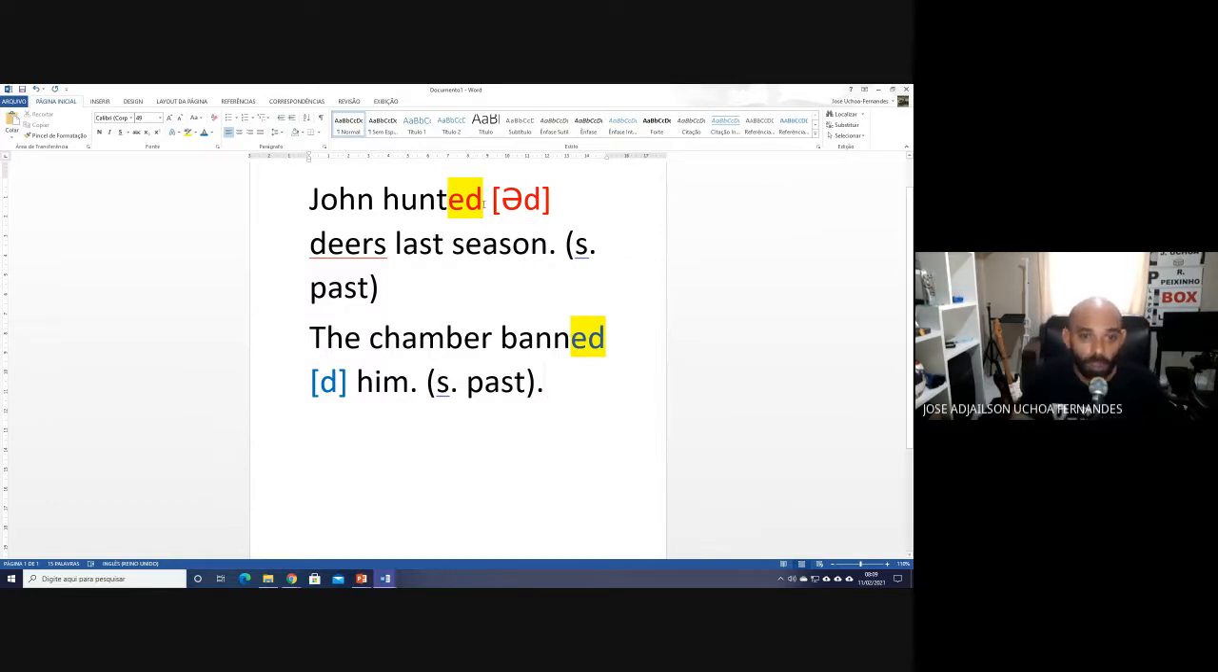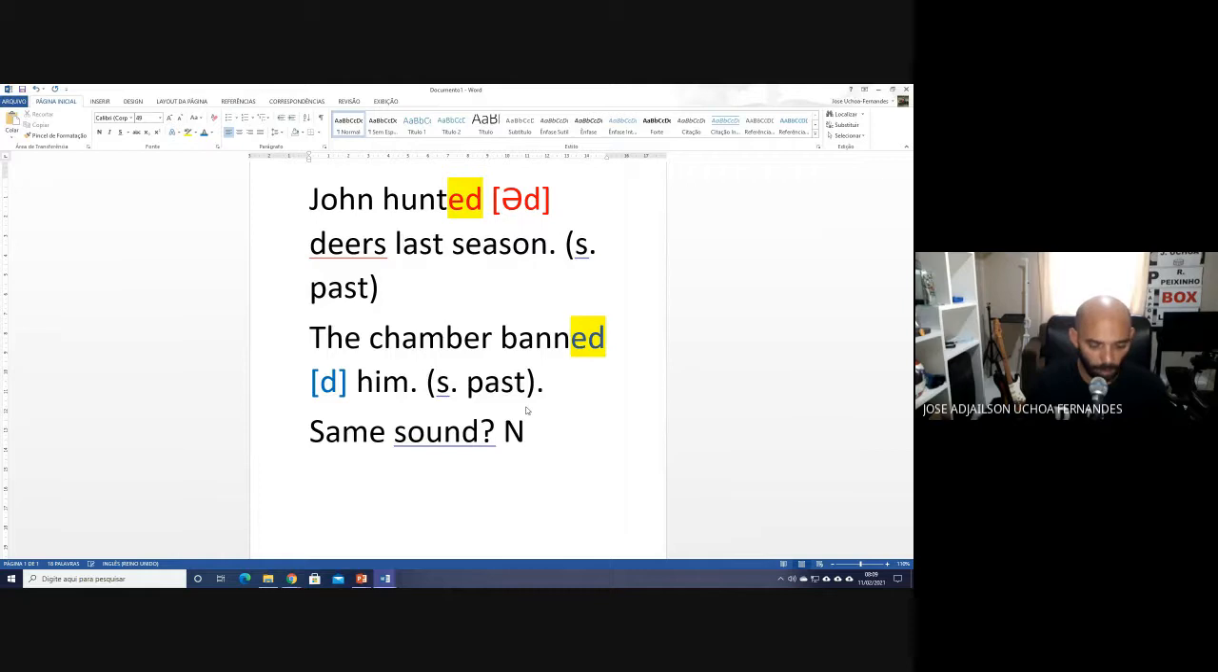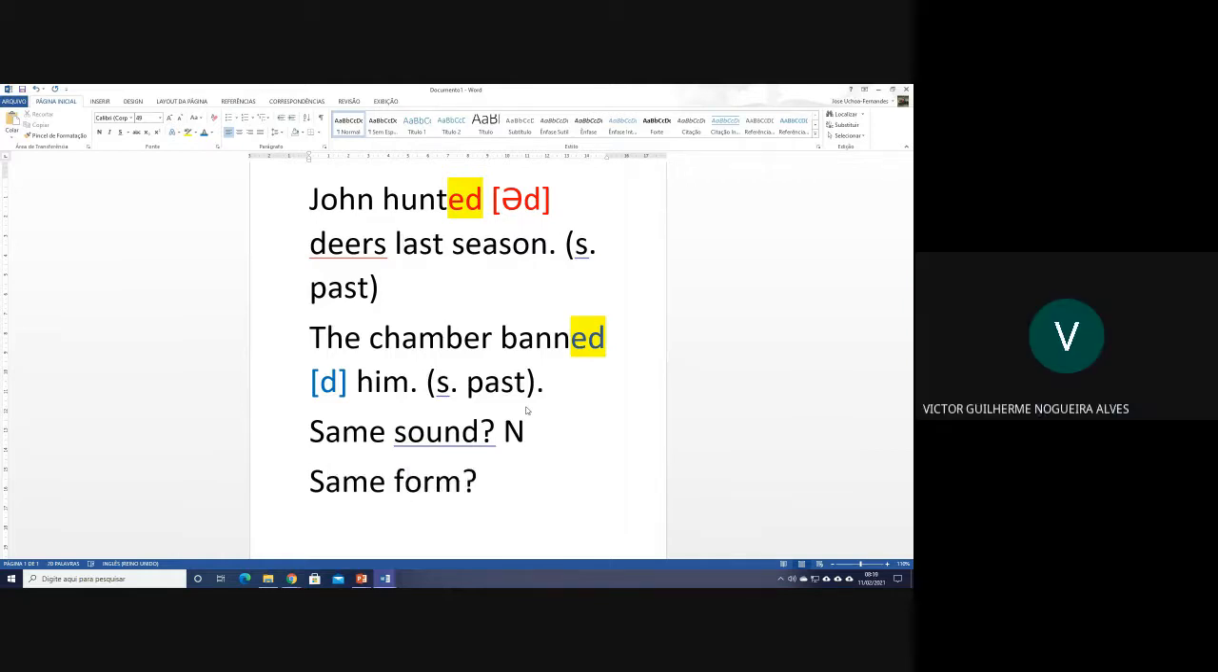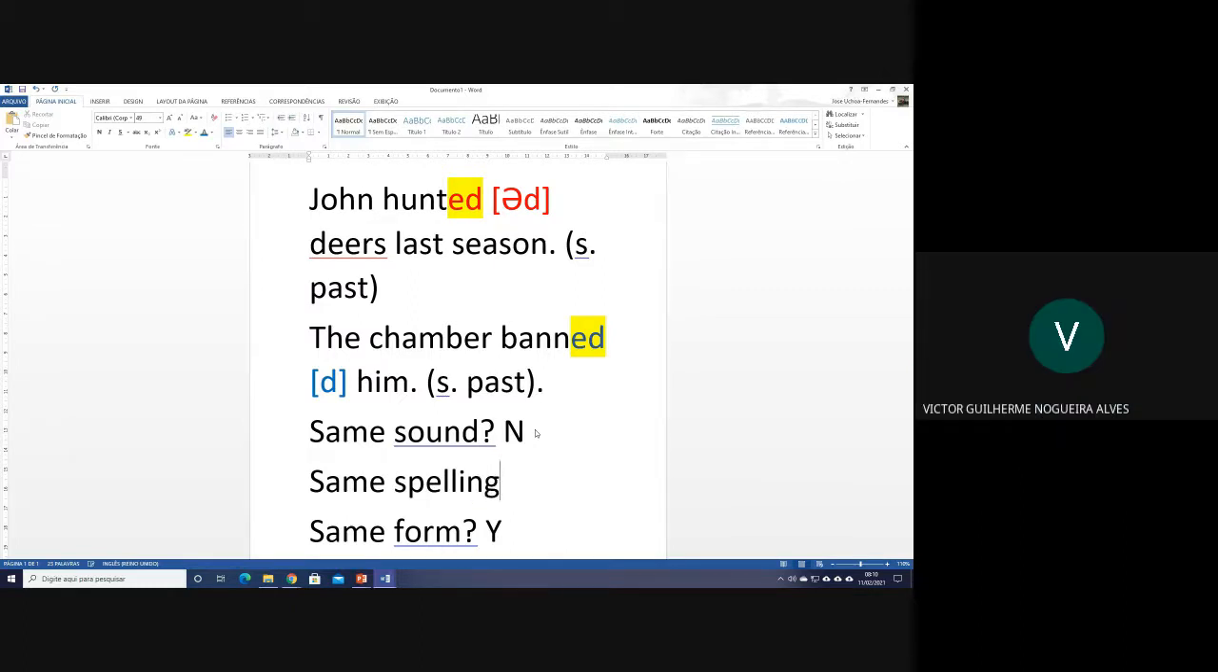So my question is: is this the same phoneme? Same sound? Yes or no? No. Is this the same form? Yes. So although the sound is different, we can even explore this. Same spelling. Yes.